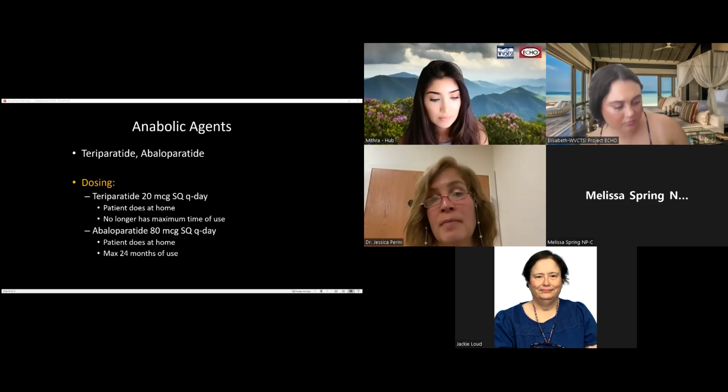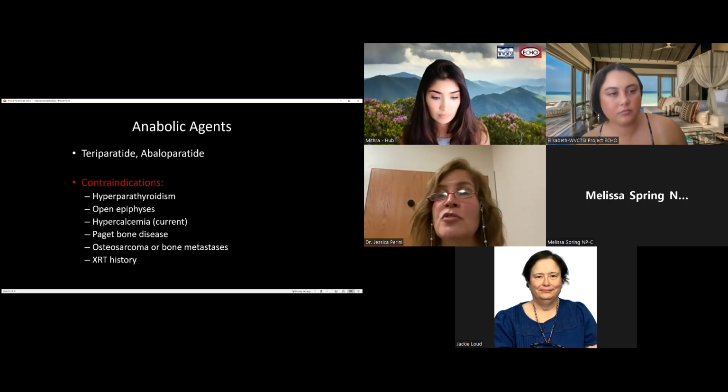Abaloparatide is dosed at 80 micrograms sub-Q a day. It comes in a similar sort of pen. The patient does it at home. It's really quite easy. This still has the limit of 24 months of use total, and then you can't use it anymore. Next slide.